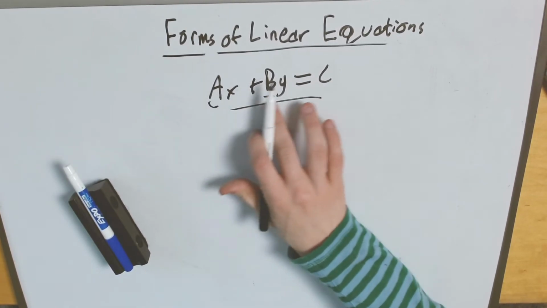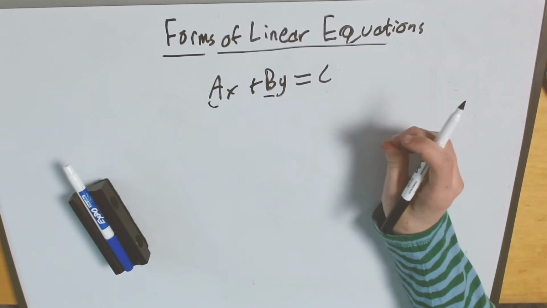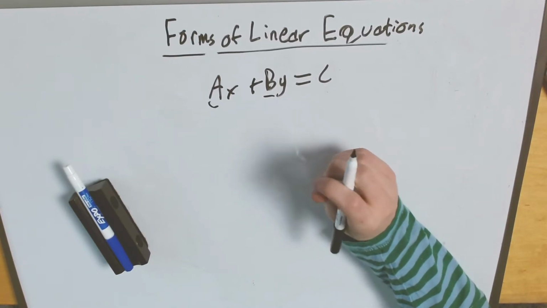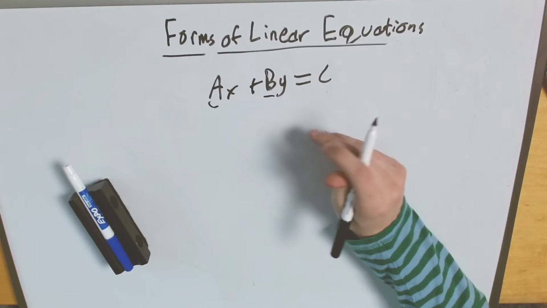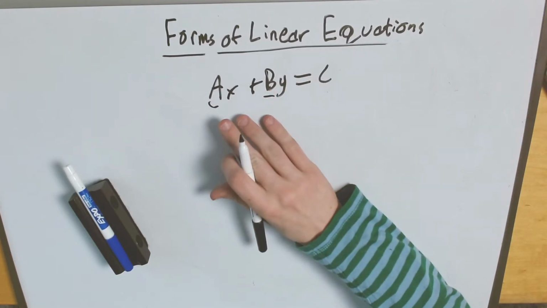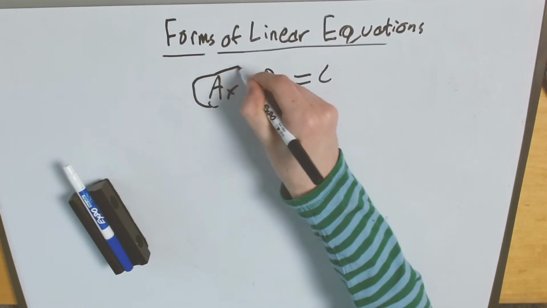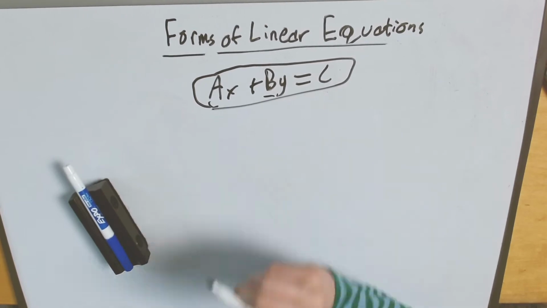And that's the standard form. But why do we want to use it? Say we're given this form and we're asked to find the x or y intercept of a line. In that case, we don't need to convert this into any other form. This is the best form for finding x and y intercepts. All we have to do is plug in 0 and solve.